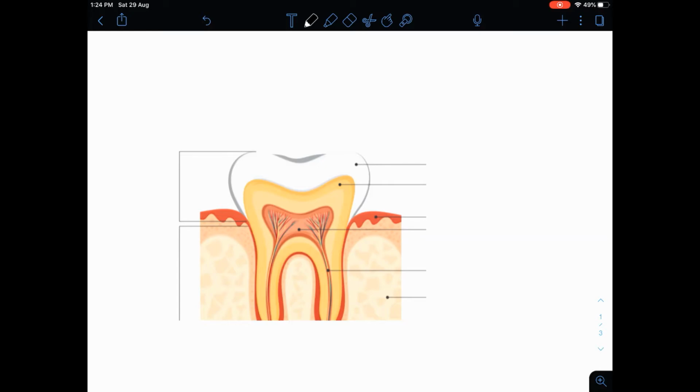Hi everyone, I am Mr. Lee. Today I am going to talk about the anatomy of the teeth and the treatment modalities for the diseases of the teeth.